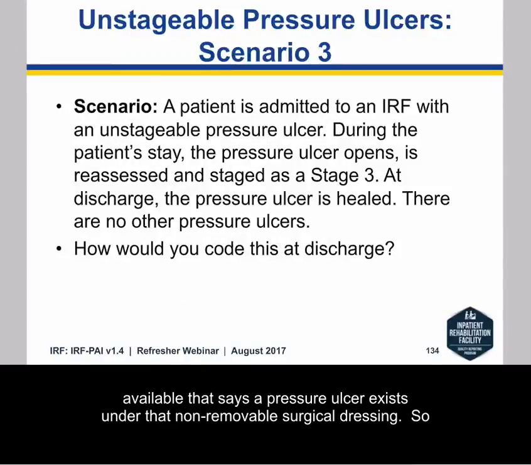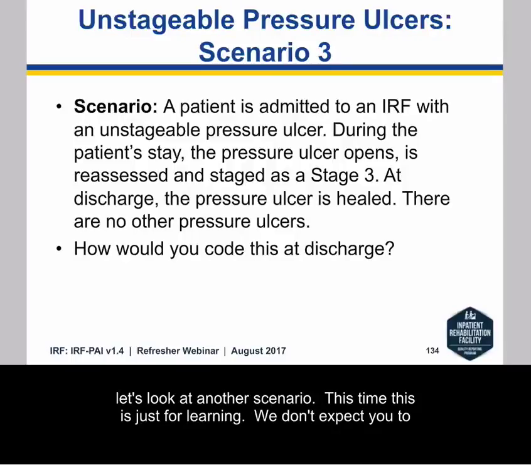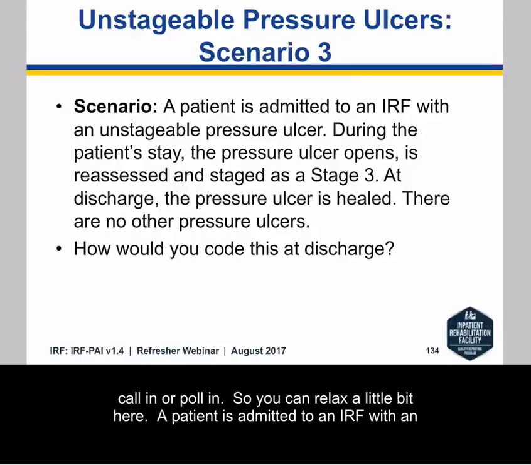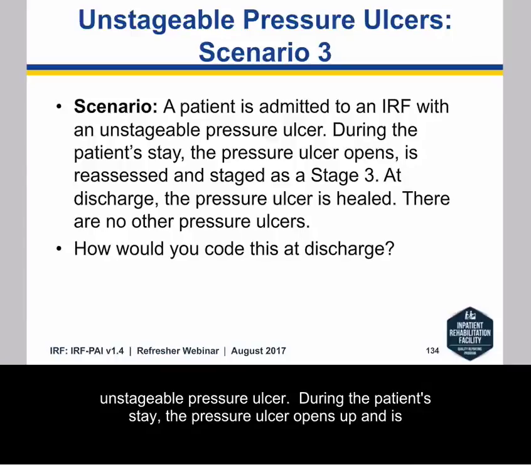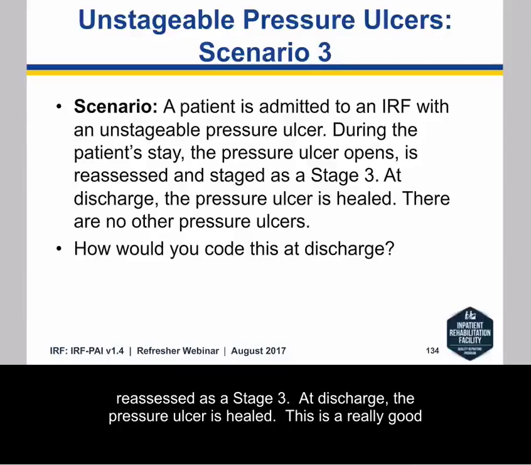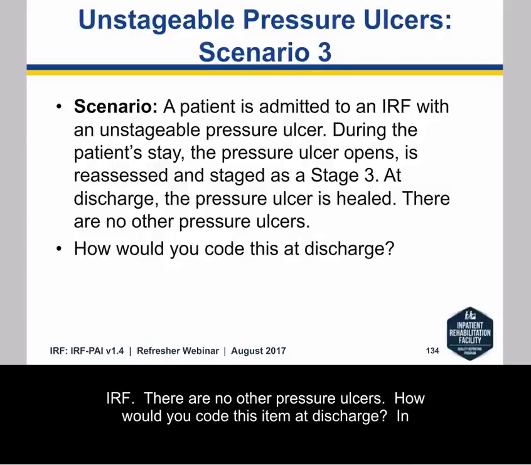So let's look at another scenario. This time, this is just for learning. We don't expect you to call in or poll in, so you can relax a little bit here. A patient is admitted to an IRF with an unstageable pressure ulcer. During the patient's stay, the pressure ulcer opens up and is reassessed as a stage 3. At discharge, the pressure ulcer is healed. This is a really good IRF. There are no other pressure ulcers. How would you code this item at discharge?